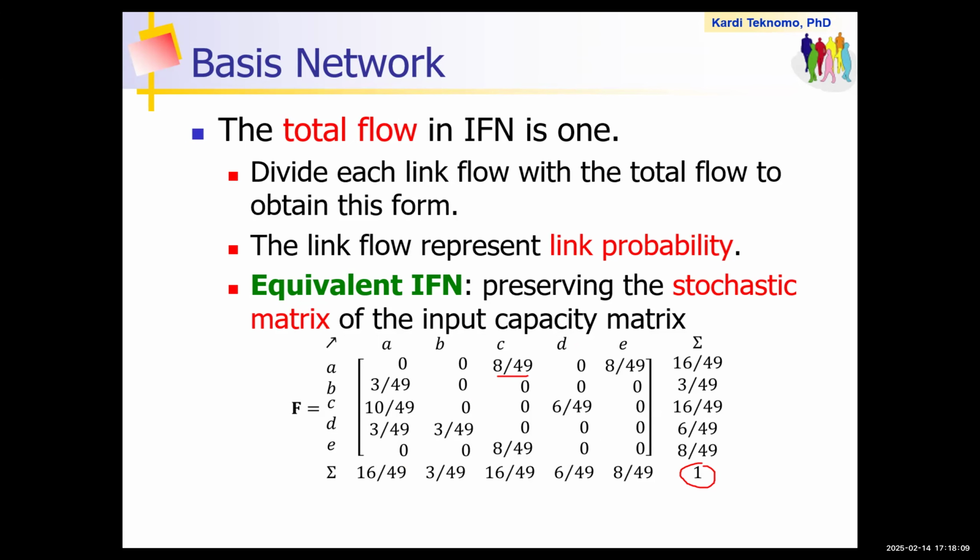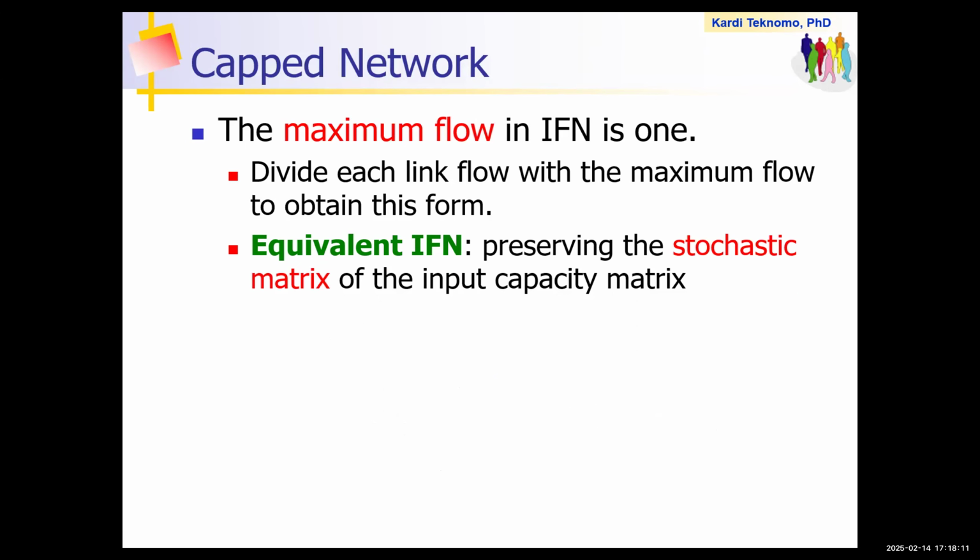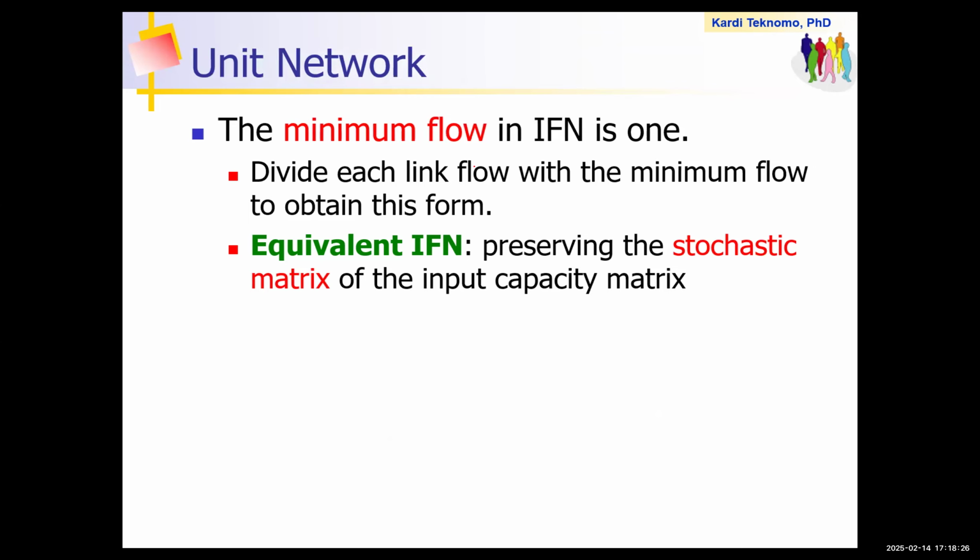Now you can also get the next equivalent, with the maximum flow in the IFN being one. How to do that? You divide each link flow by the maximum flow. And when we say unit network, that means the minimum flow in the IFN is one, so you divide by the minimum, and so on.